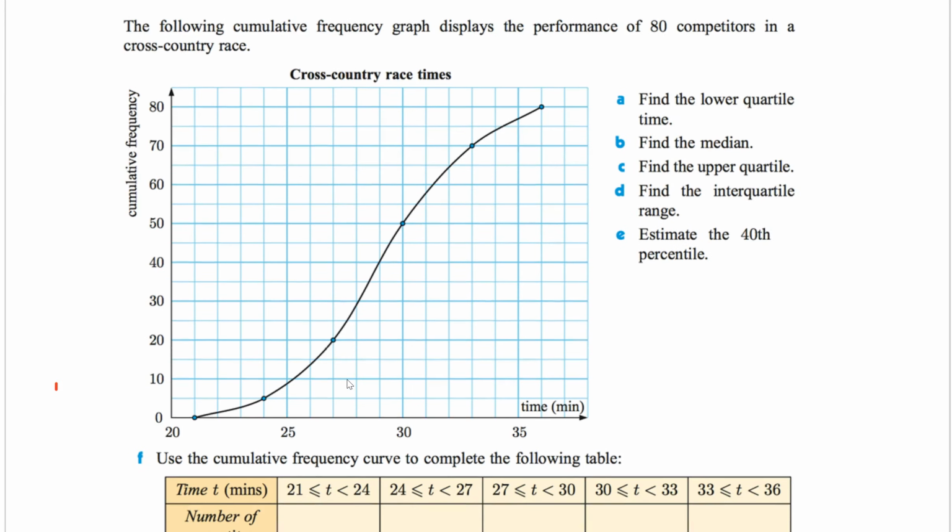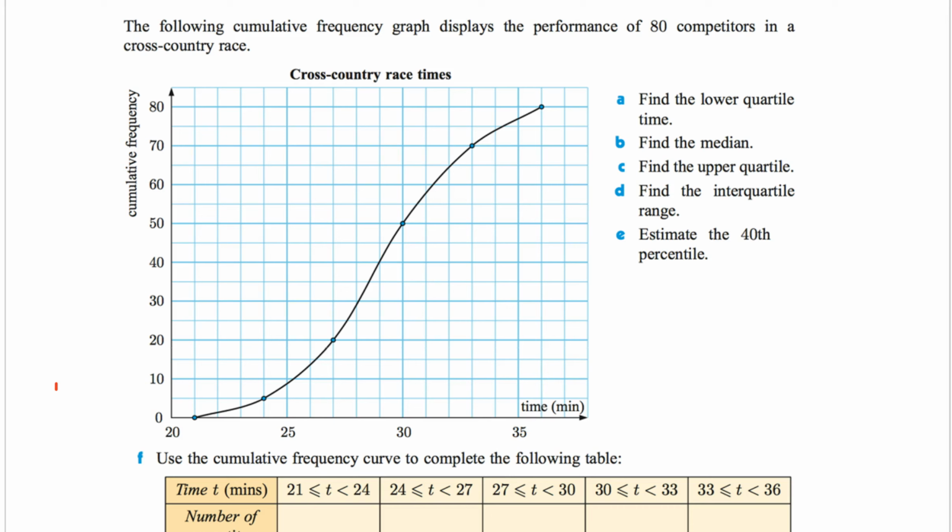So let's look at the example right here. The following cumulative frequency graph displays the performance of 80 competitors in a cross-country race. So let's look at this, right? Notice 80 is my max. There's 80 people that went on the race. Now these are different times. You could go as fast as 21 minutes, it looks like, and as slow as 36 minutes. So let's look at the questions.